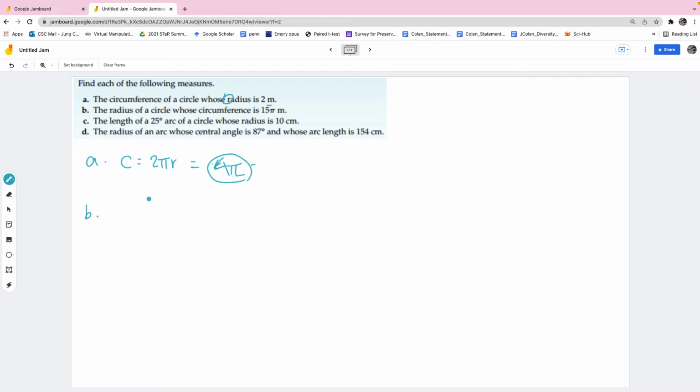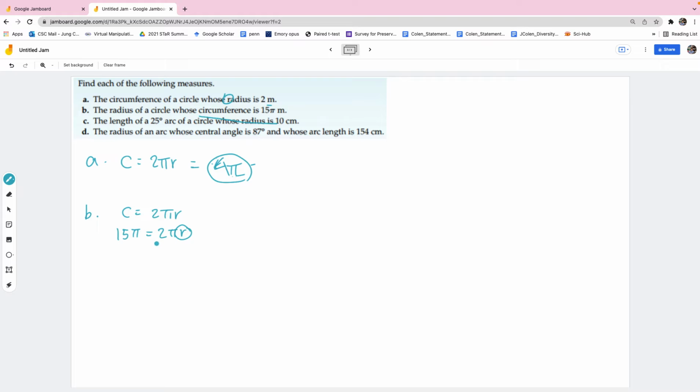B. The radius of a circle whose circumference is 15 pi. This time your circumference is given. So your circumference, C is equal to 2 pi r, is already given. C is 15 pi, it says. 15 pi is 2 pi r, where you need to find that r.